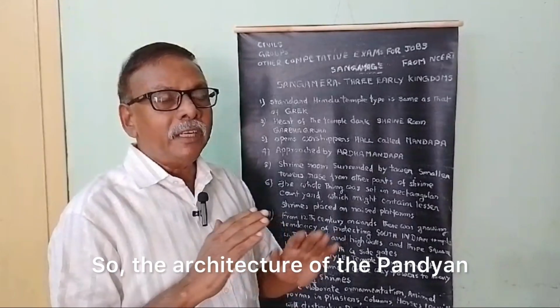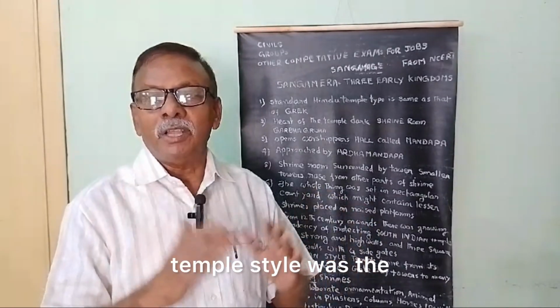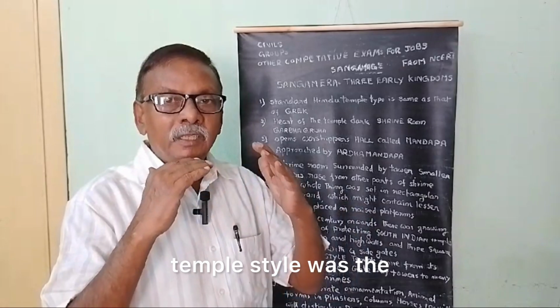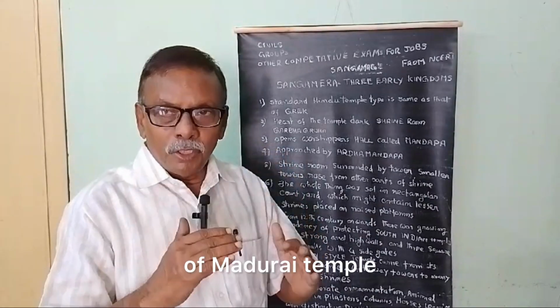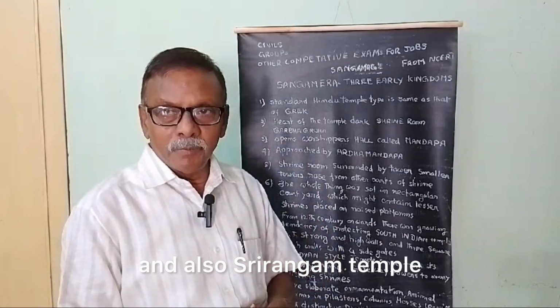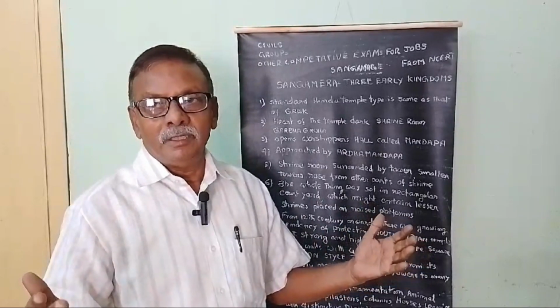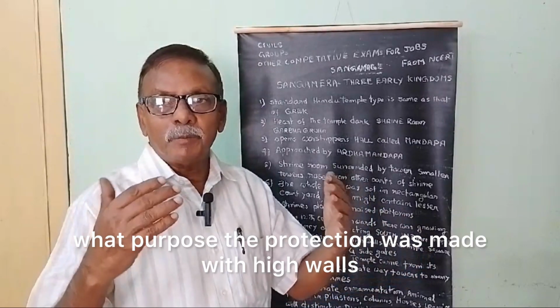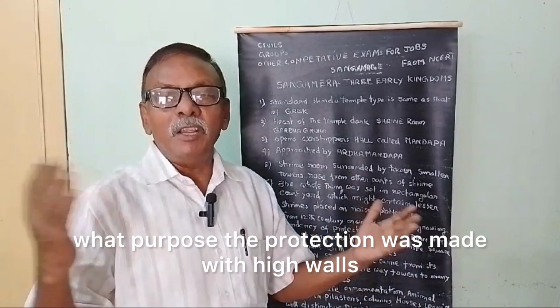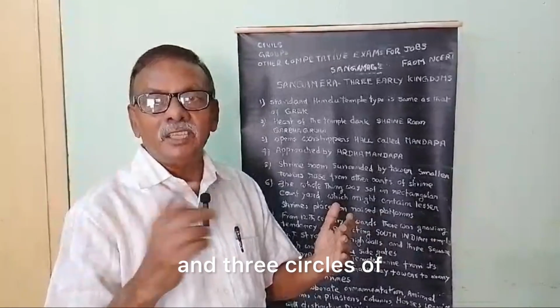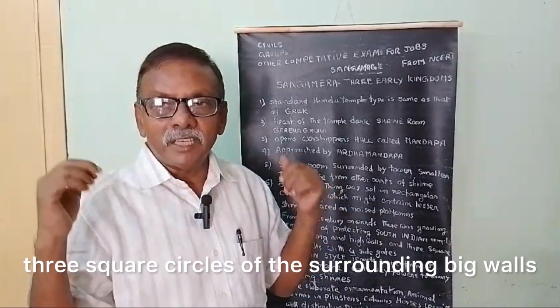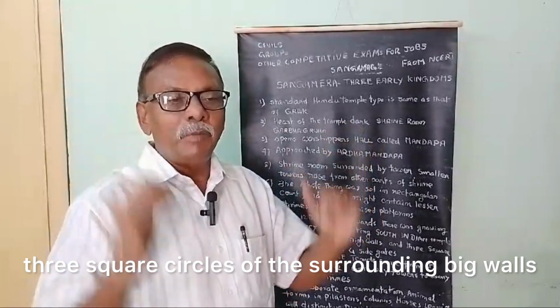So, the architecture of the Pandyan temple style is indicated by the Madurai temple and also the SRIRANGAM temple, and now it is highly protected. We don't know for what purpose the protection was made, with high walls and 3 square circles of the surrounding big walls.